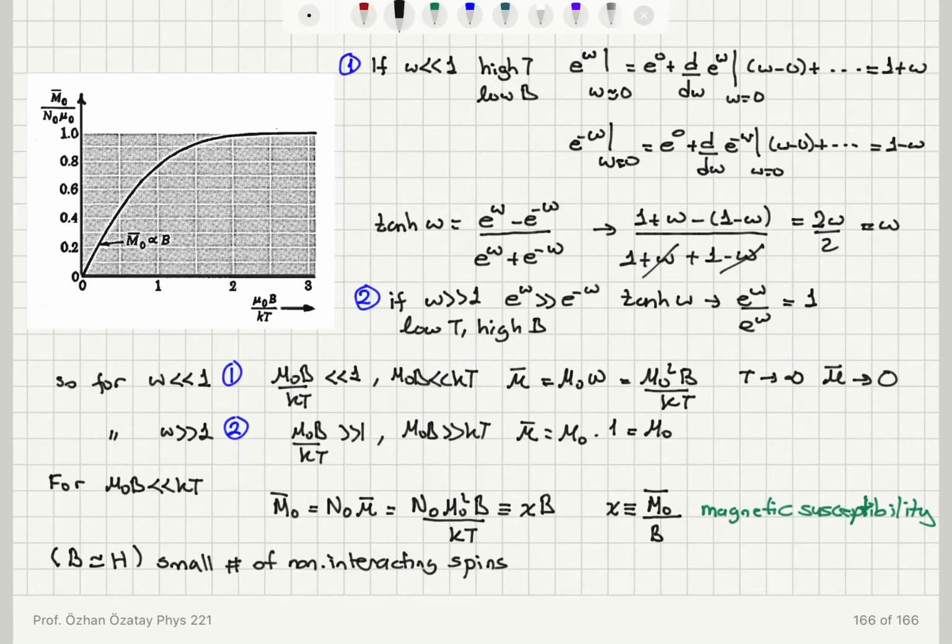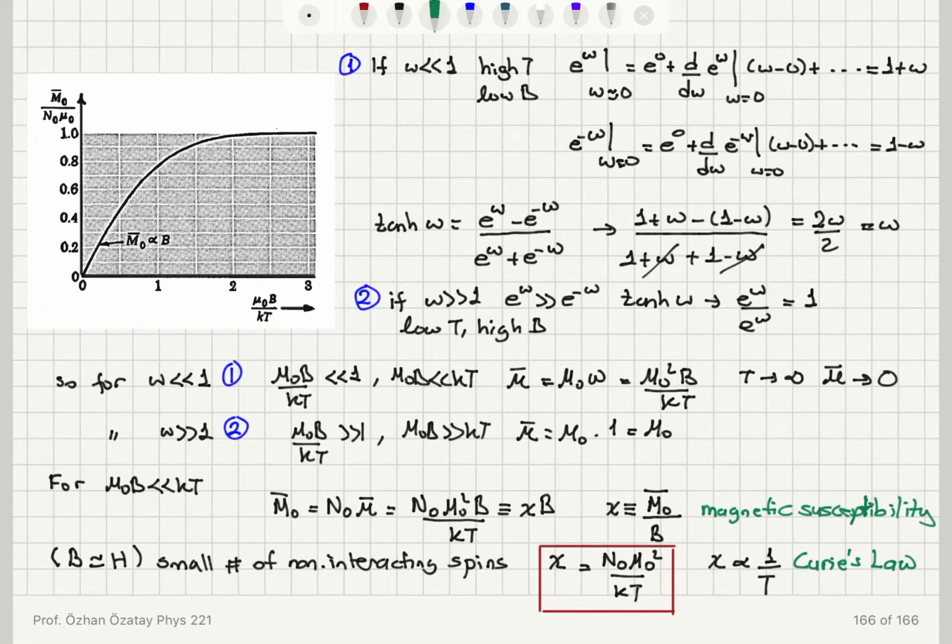So I find that the susceptibility should be n0 mu 0 squared divided by kT. So the susceptibility of a paramagnet is number of magnetic atoms per unit volume multiplied by magnetic moment per atom squared divided by kT. The fact that the susceptibility varies with 1 over T for a paramagnet is Curie's law.